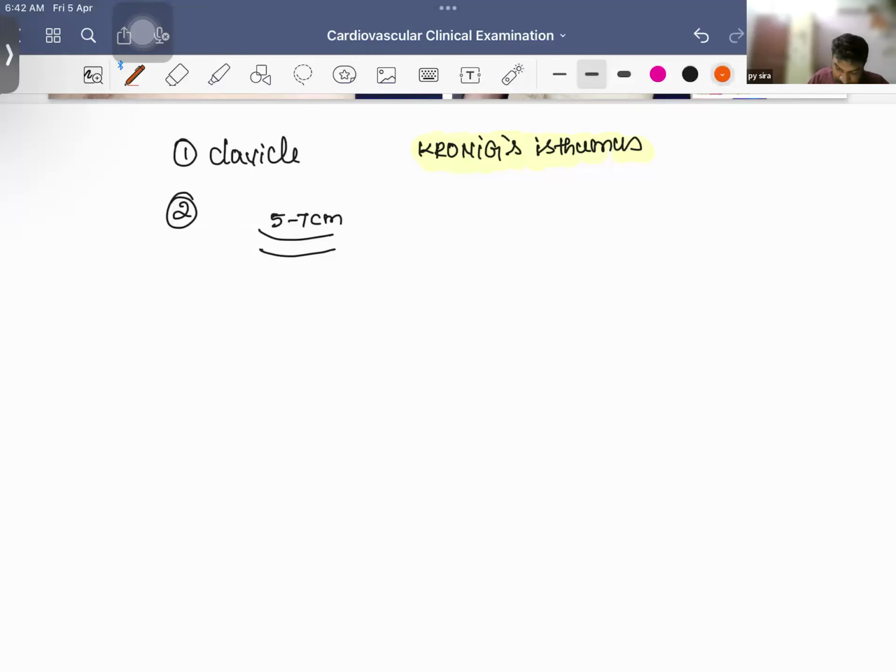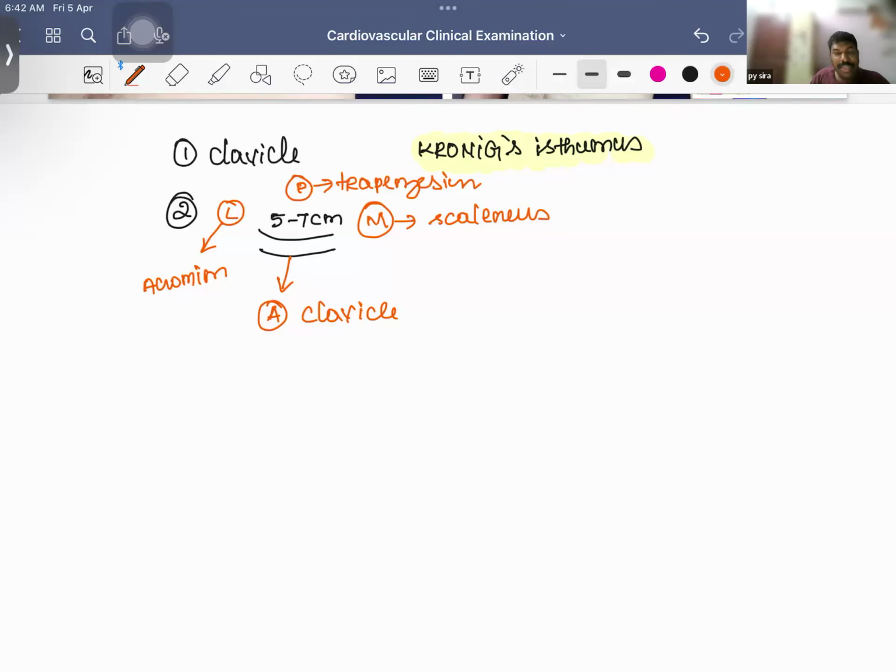the scalenus muscle, laterally by the acromion, anteriorly by the clavicle, and posteriorly by the trapezius. So it is bounded by scalenus, clavicle, acromion, and trapezius in this direction.